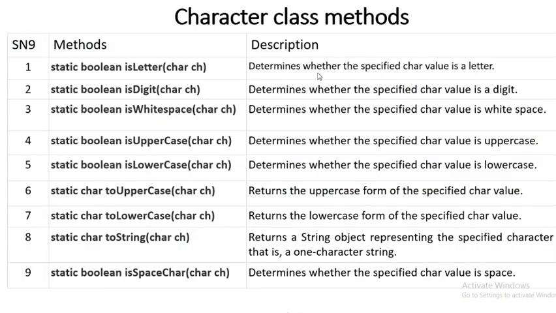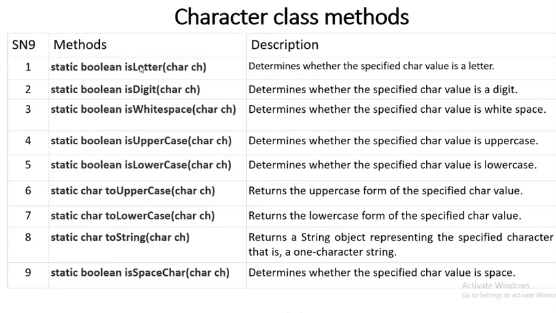Now, these are all Character class methods. All of these are static. If you want to use these methods, you need to use the name of the class, Character, that is Character dot and then the name of the method. We will see them one by one.